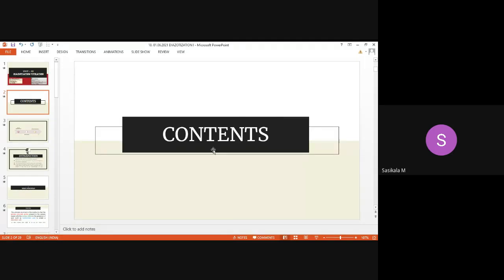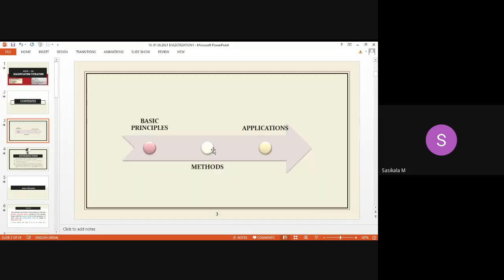Let's see the contents, what you are going to see under the diazotization method. According to your syllabus, there are three titles we are going to see. One is basic principles behind diazotization titration, then methods followed in diazotization titration, then applications of this, what kind of substances or analytes are analyzed by the diazotization method. So what three titles are we going to discuss? Basic principles, methods, and applications.